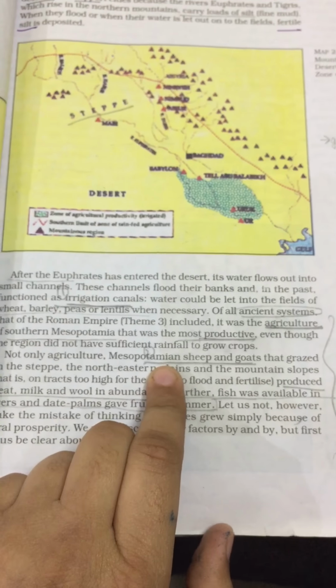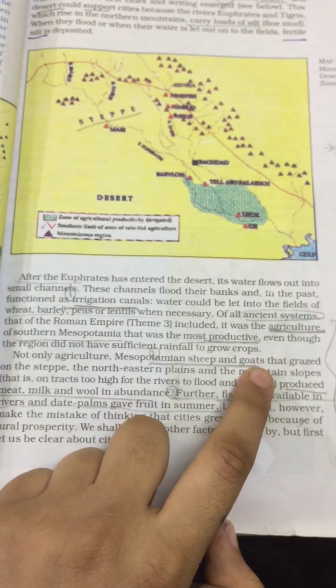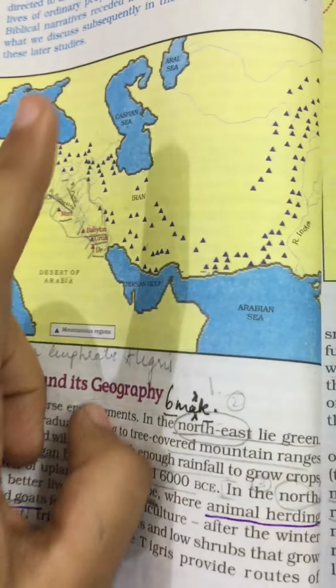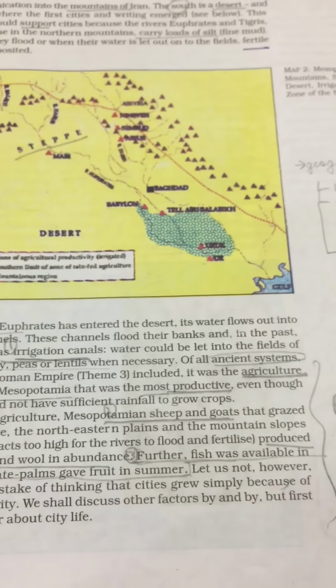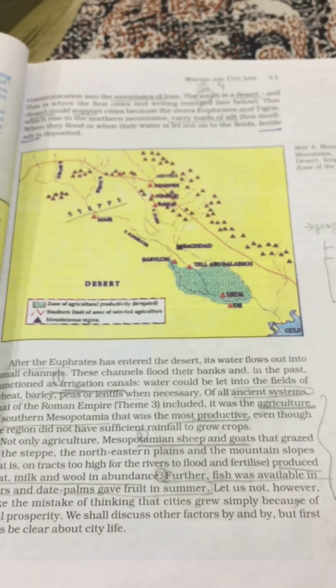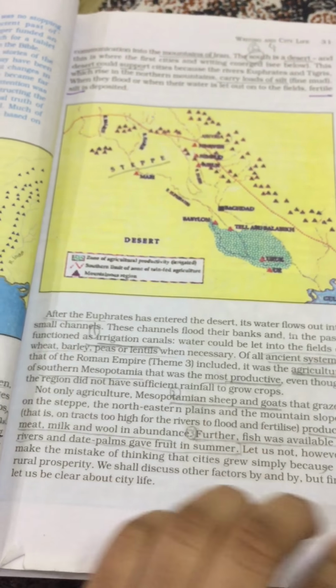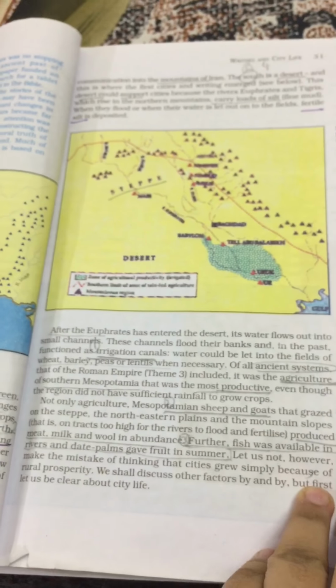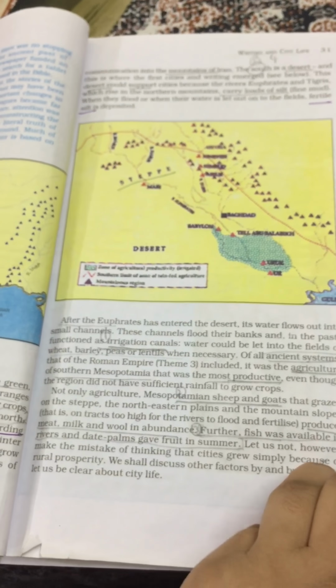The second point is that sheep and goats could be taken to the upland, that is the steppe in the north, so that they could get food. The third point is that fish were available in the two rivers. So these were the physiographical features of Mesopotamia.